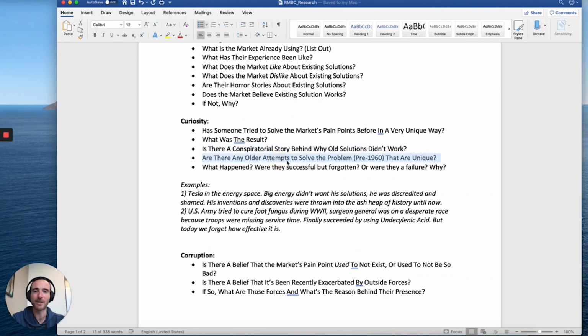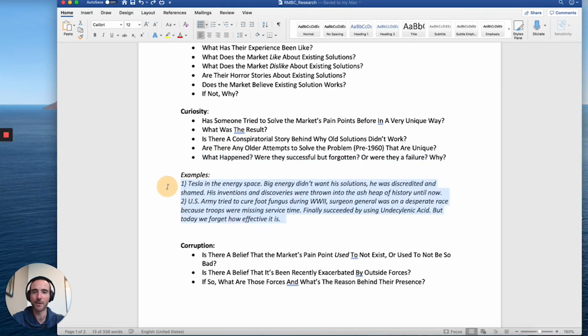And then, I already mentioned this, but the idea of whether there are any older attempts to solve the problems, pre-1960, that are unique. Because they are going to be unique, especially older ones. Generally, it's inherently going to be different than what we're trying to do today to solve the problem, and it can make for really interesting copy, or interesting ways of selling the product or service or solution to people. And then we want to answer for older attempts: what happened? Were they successful but forgotten? Were they a failure, and why?